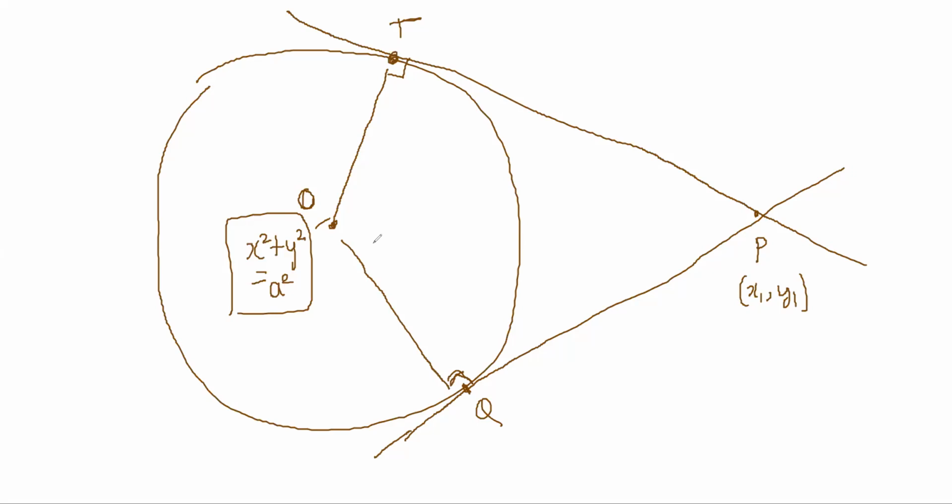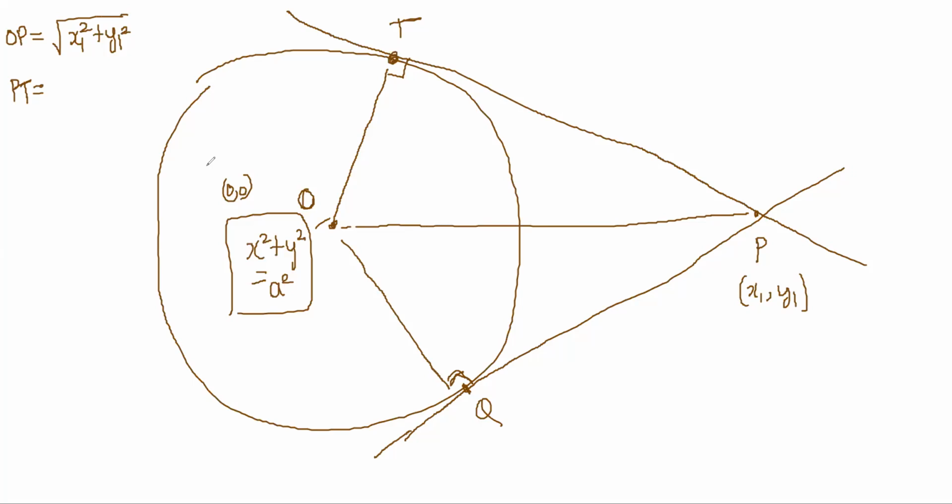Now, what is this distance OP? OP is easy because this is the origin. I will write all the distances here. So OP is equal to root over, correct? Right. Now, what is PT? PT, can you tell me? Pythagoras theorem.